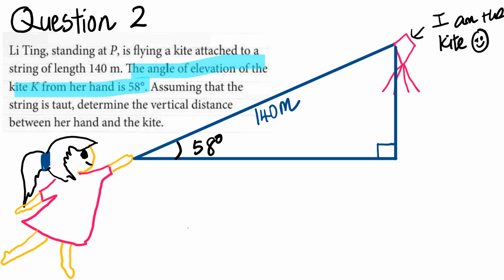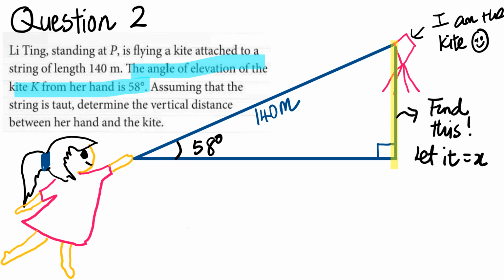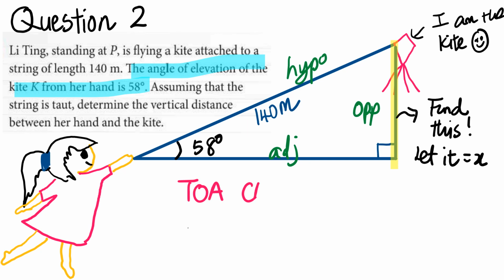Right angle triangle, Tokaso. So let's label all the relevant sides. Oh yes, I was supposed to find the one highlighted in yellow, because you're supposed to determine the vertical distance between her hand and the kite. That is the one highlighted in yellow, which I'm going to call X. So let's label all the appropriate sides. The one opposite 90 degrees will be the hypotenuse, the one opposite your angle will be the opposite, and of course the remaining one is the adjacent side. Similarly, write down your Tokaso.